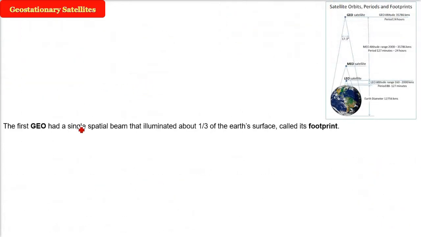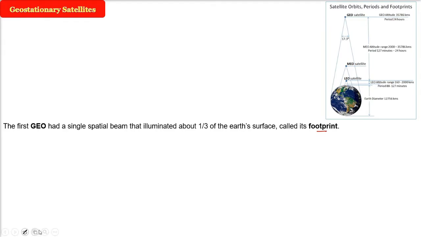The first GEO satellite, or GEO, had a spatial beam. Spatial is the distance. The spatial beam illuminated about 1/3 of the Earth's surface, around 42.2% to be precise. This is called a footprint. Let me just show you here.